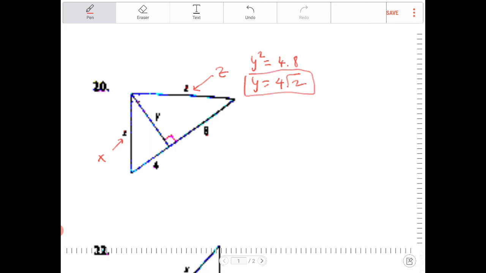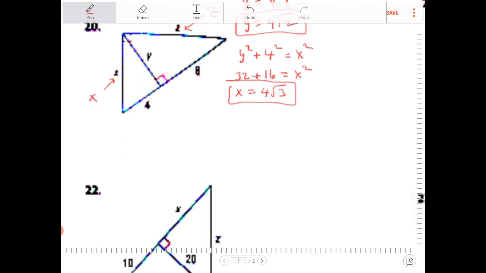And then y squared plus 4 squared is equal to x squared. So 32 plus 16 is equal to x squared. So x is equal to square root of 48, or 4 square root of 3. 16 times 3 is 48, so 4 square root of 3.